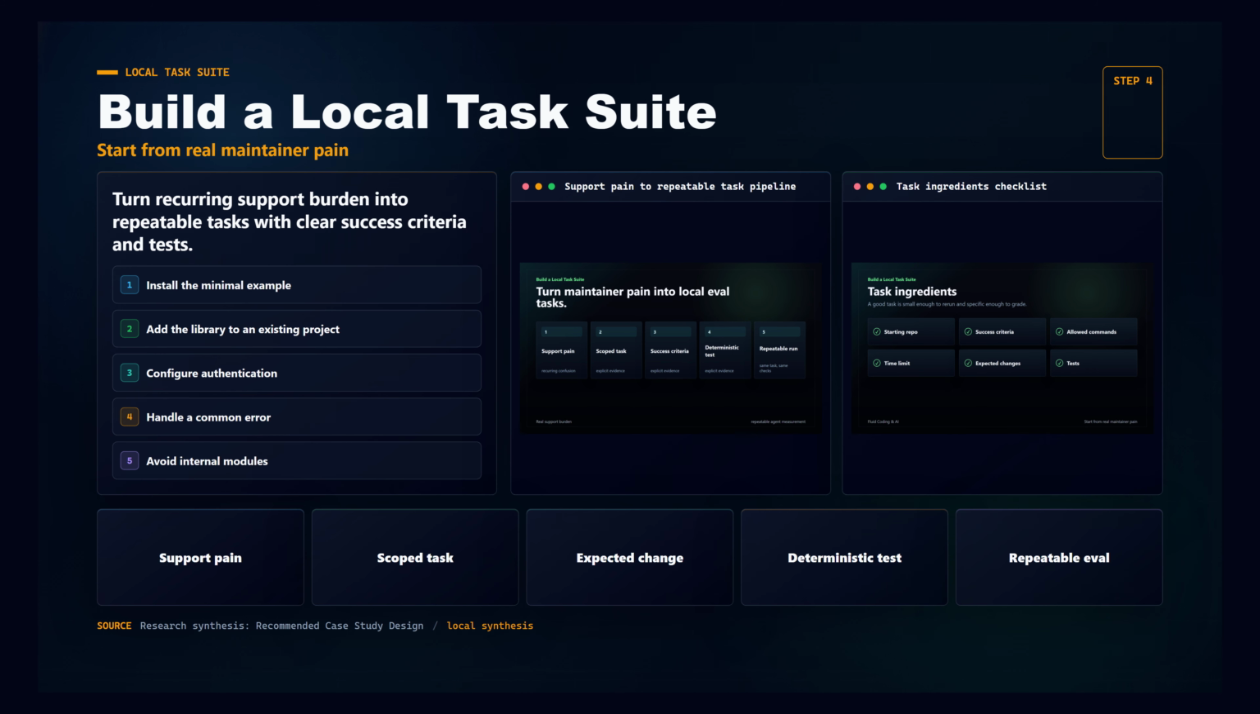Start with a small task suite from real maintainer pain. Install the minimal example. Add the library to an existing project. Configure authentication. Handle a common error. Migrate from an old API. Extend an example without touching internal modules. Each task needs a starting repo, success criteria, allowed commands, a time limit, expected file changes, and tests. The goal is not to impress a leaderboard. The goal is to reproduce the places where agents waste maintainer time.